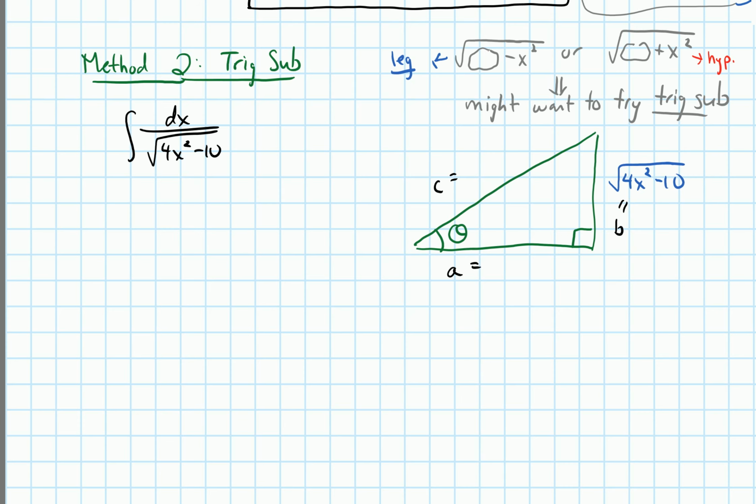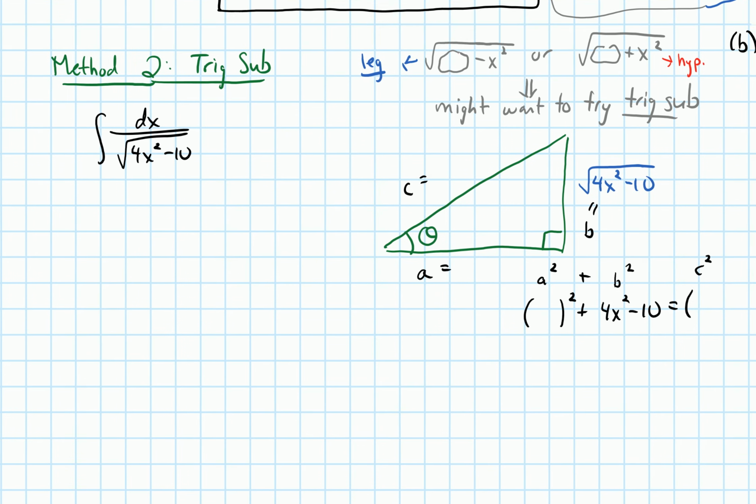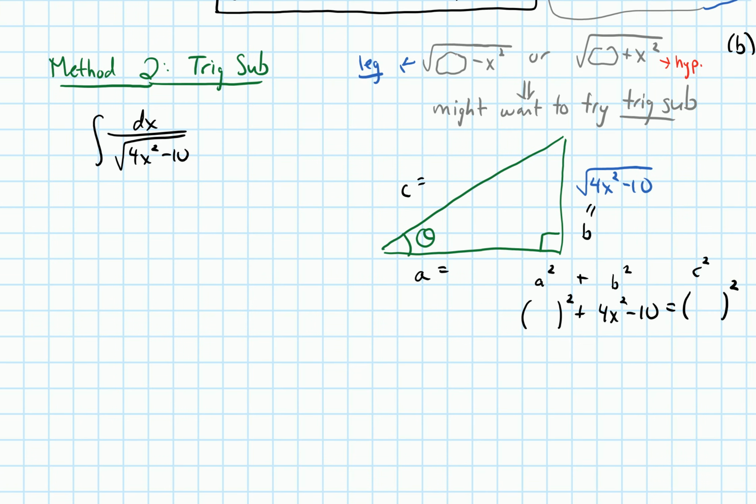So using Pythagorean theorem, we would get a squared, I'm just going to put a blank parentheses there for it, plus b squared. So b squared would just give me 4x squared minus 10. It would get rid of that square root. That's going to be equal to c squared. So a squared plus b squared equals c squared. Let's just put a blank parentheses there for c squared. So now, to make this work out really nicely, I'd like this first parentheses squared to be 10, so that the positive 10 cancels this negative 10.